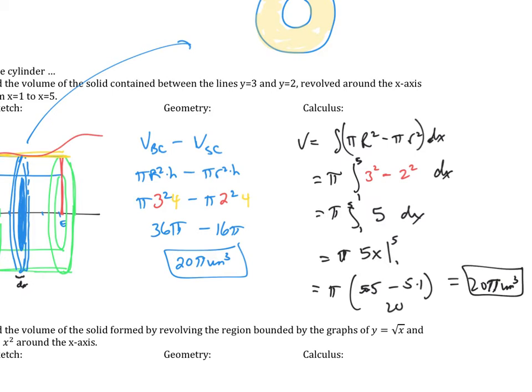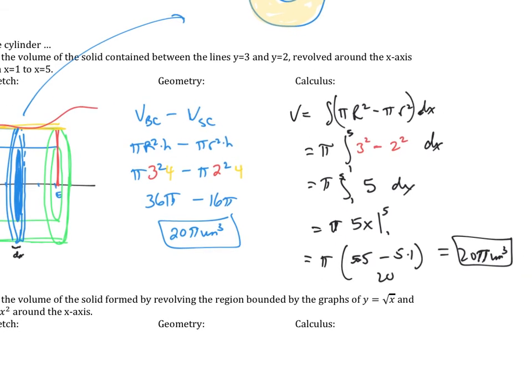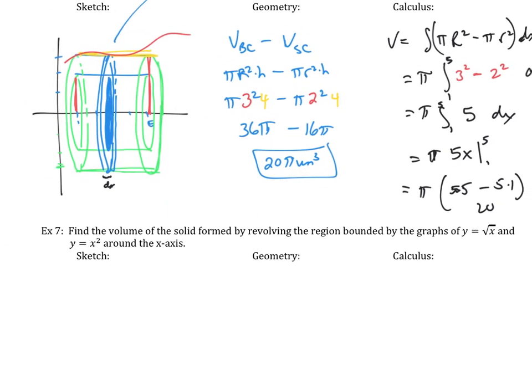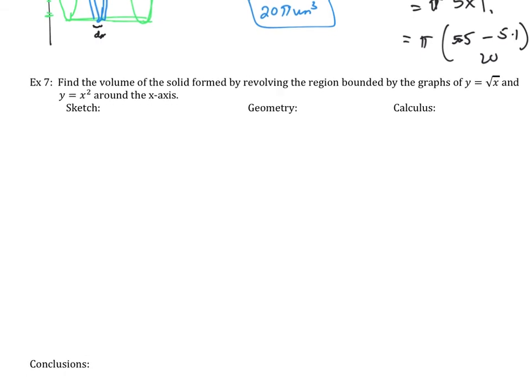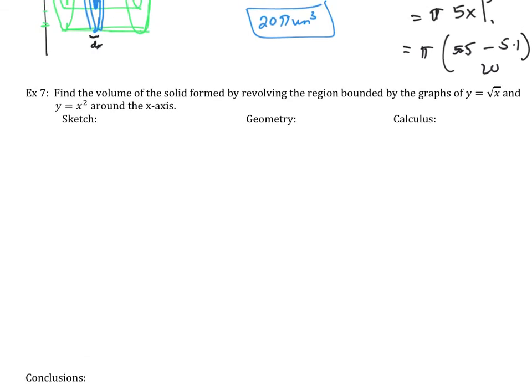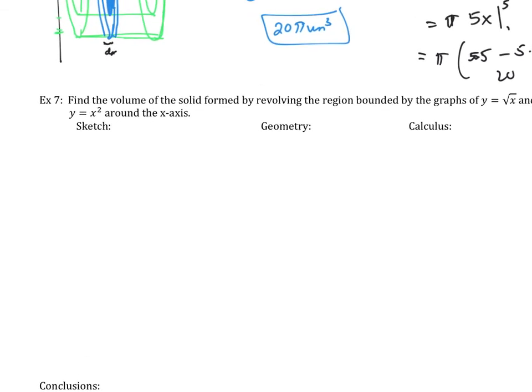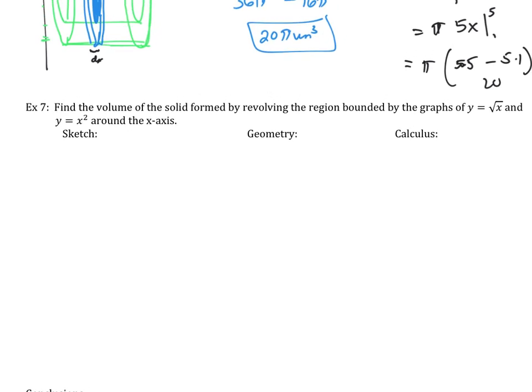But what we've built for ourselves is a system that we can use now if we don't always have that constant radius. So let's go ahead and try another one. And like I said, this one's going to be one that we can't use geometry for. We're going to have to depend on the calculus. So hopefully you're convinced that does work.